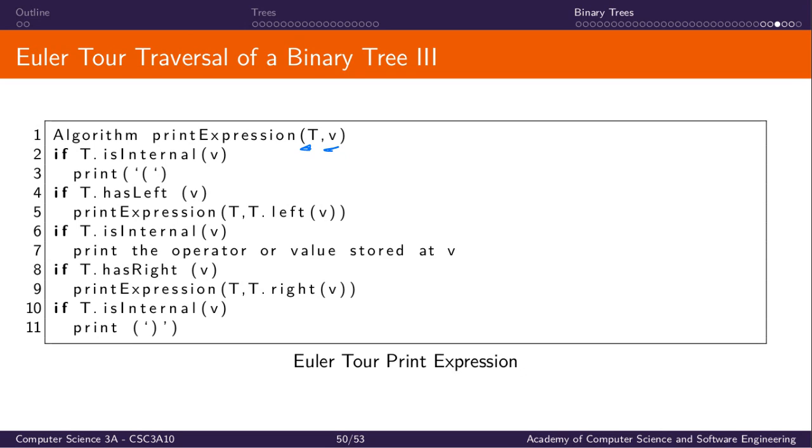T has such methods as is internal, that we can ask: is any node internal for this particular tree? You can also ask, does it have a left, does it have a right, and so forth. Note that when we recursively call, it's still within the same tree, so we still use T there. We're calling the left method on V, and that returns a reference to another node, which happens to be the left child of V.